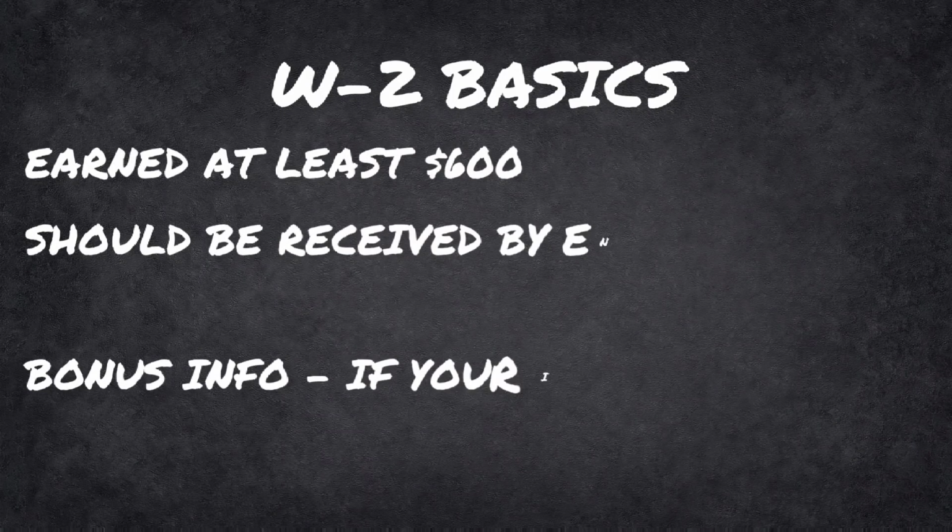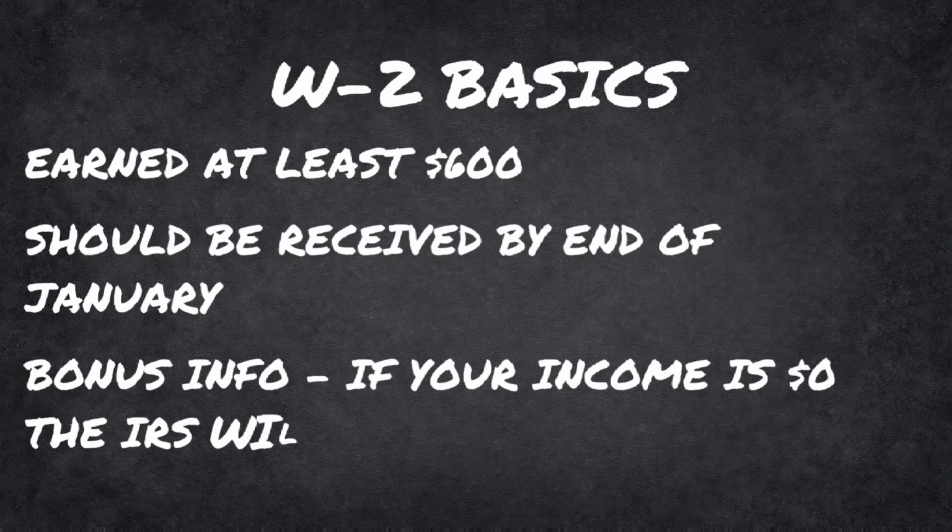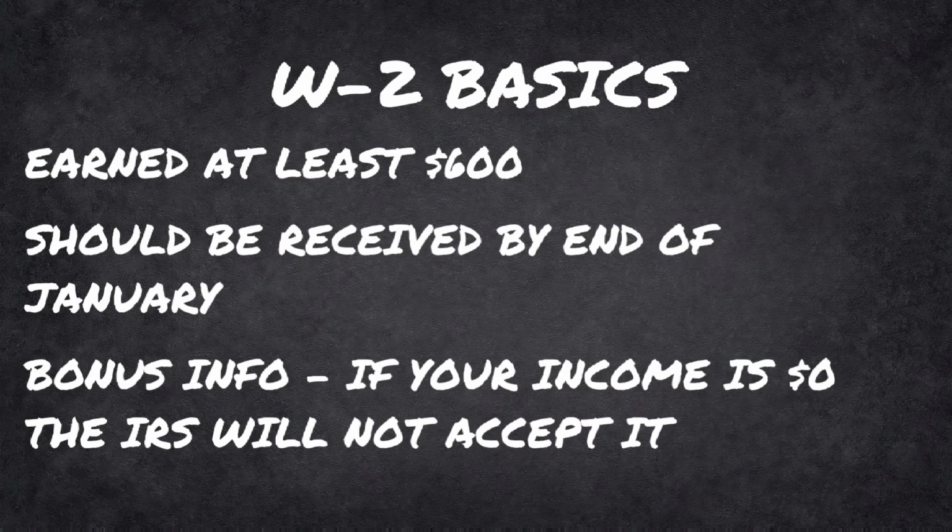So let's just think about the basics of your W-2. You're going to get a W-2 if you earned at least $600 for the year. So if you earned at least $600, your employer should send you a W-2. You should also receive that W-2 by the end of January. It is important that your employer sends you the W-2 by the end of January. If they do not, contact them and find out where your W-2 is.